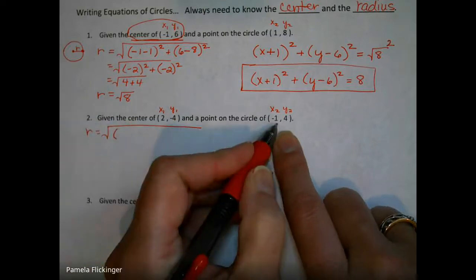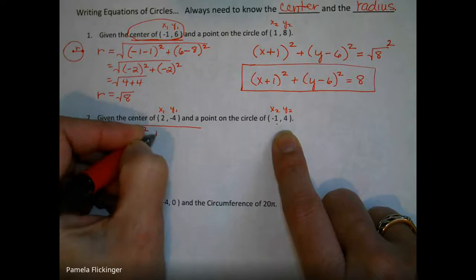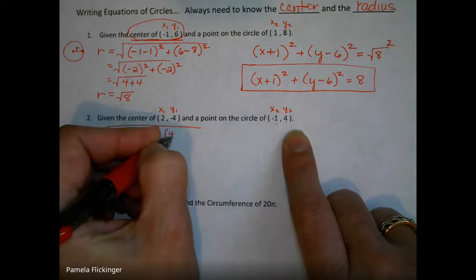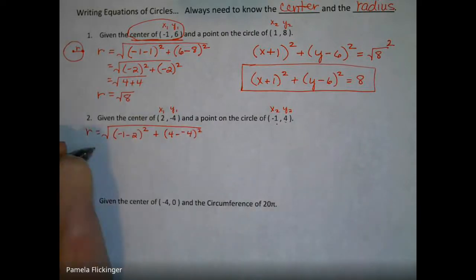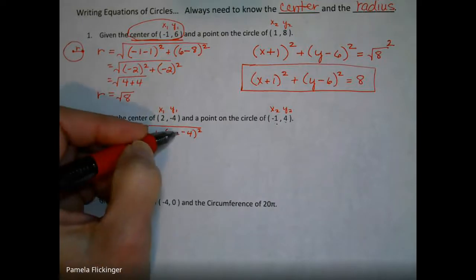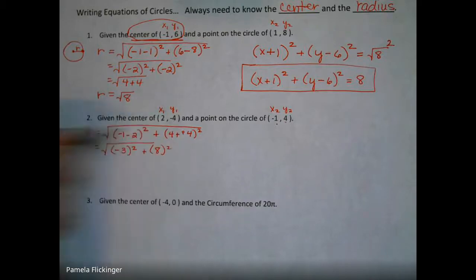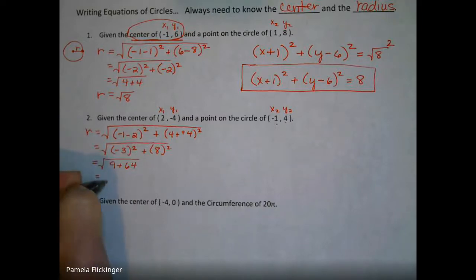All right, this time I will follow the formula as we always did it. So I'm going to do -1 minus 2, quantity squared plus, but then I have to do the 4 minus a -4. All right, so what I'm really doing is I've got a -3 I need to square, and this here becomes a +8. So we've got 9 plus 64 is the square root of 73. That's my radius.